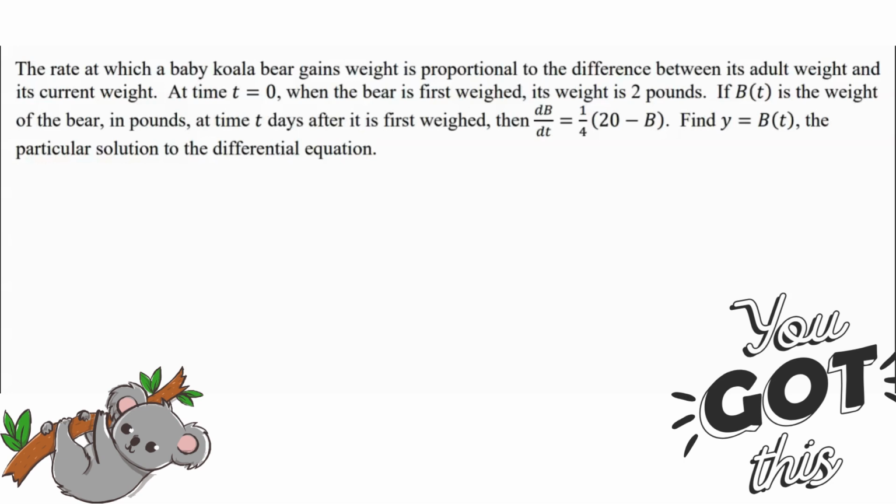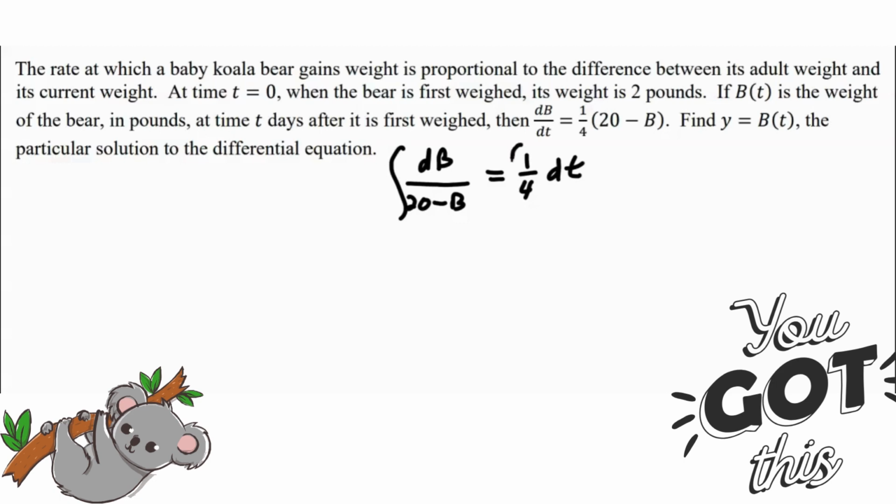Okay, the first thing I'm going to do is separate the variables. So I'm going to divide both sides by 20 minus b, and I'm going to multiply the right side by dt. Okay, after I separate the variables, I'm going to integrate.